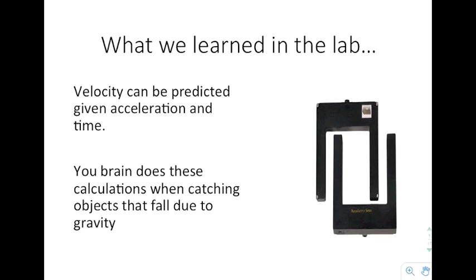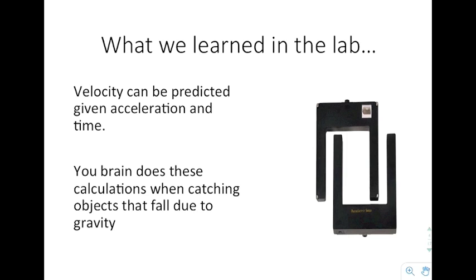So the first thing we can say is what we learned in the lab. In the lab, we learned that velocity can be predicted given the acceleration and the time. Whenever you have a situation in which the acceleration is constant, you can go ahead and solve for other variables there.